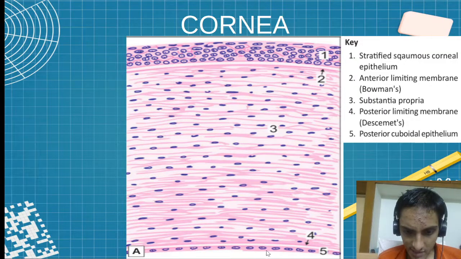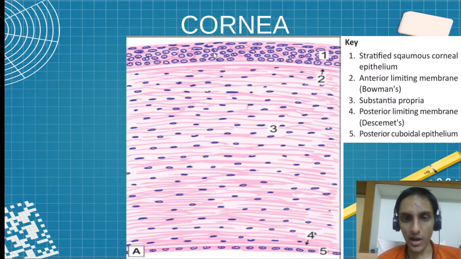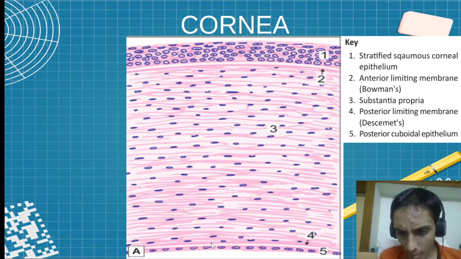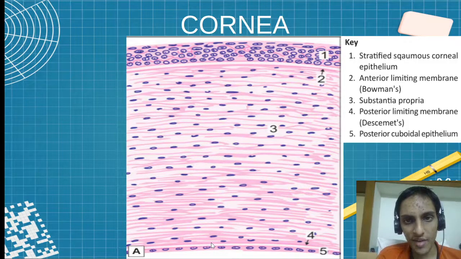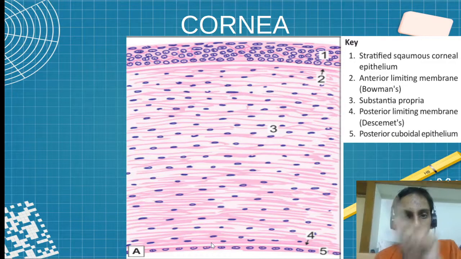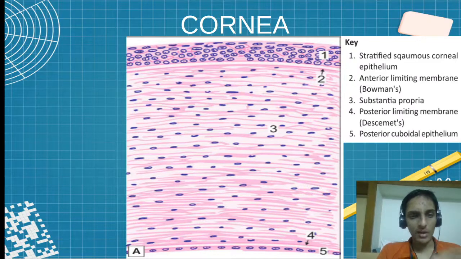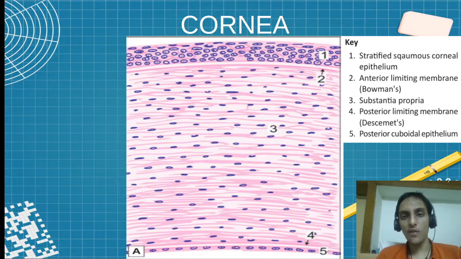And this last layer which we are seeing now, that is posterior cuboidal epithelium. Once again, if we compare, I told you first layer was stratified squamous corneal. Last layer is cuboidal layer. Have we come across this cuboidal epithelium somewhere? Yes, thyroid gland. In thyroid gland, I told you, there is a beautiful cuboidal epithelium where we were seeing the thyroid follicles, right? The same thing. Okay. So this is the histology of the cornea.